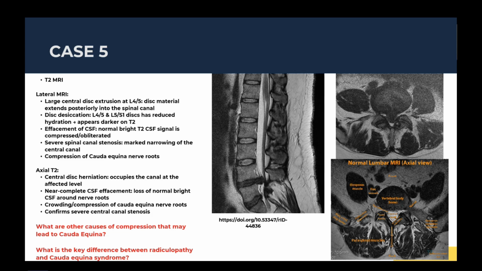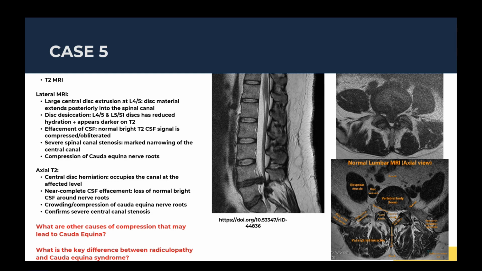So on to the next questions then. Do you know any other causes of compression that may lead to cauda equina? And do you know what the difference is between radiculopathy and cauda equina syndrome? If you just answer in the chat. Yeah, trauma, a fracture and cancer, yeah. Cysts and tumor, and then disc prolapse and tumors, yeah. Yep, these are all correct, yeah.